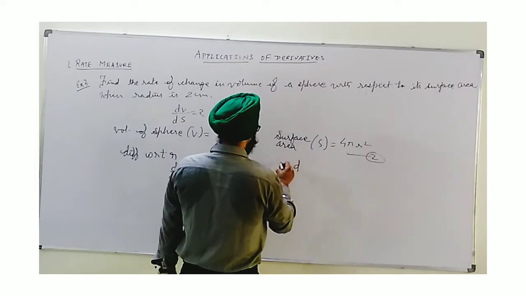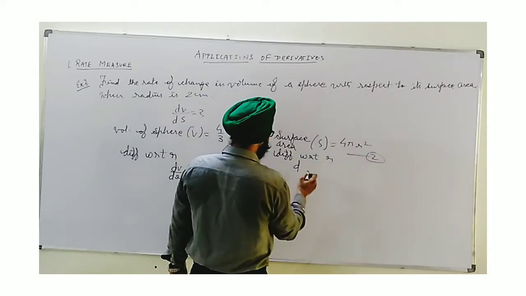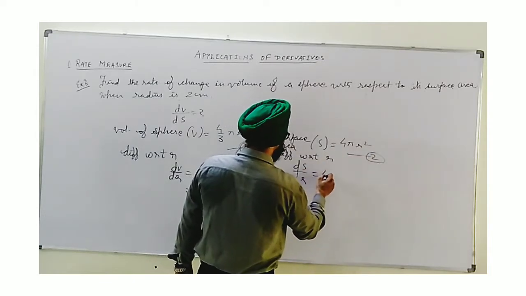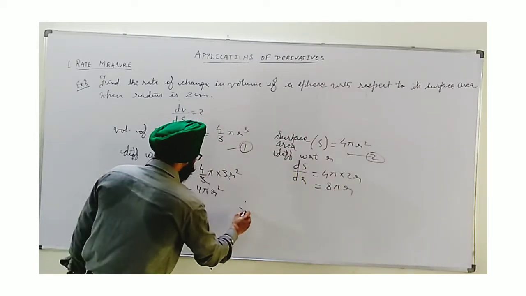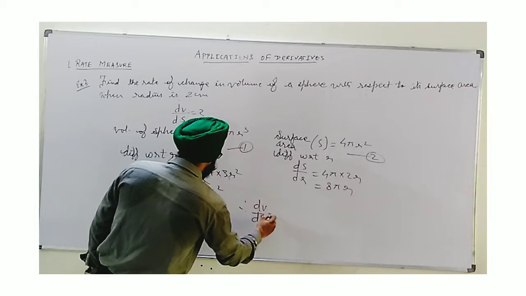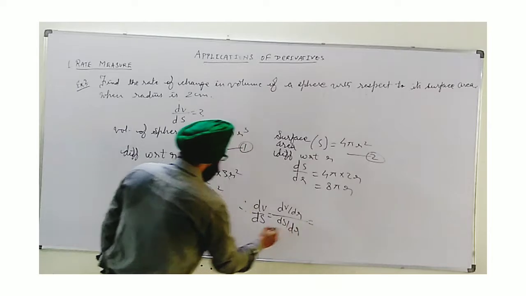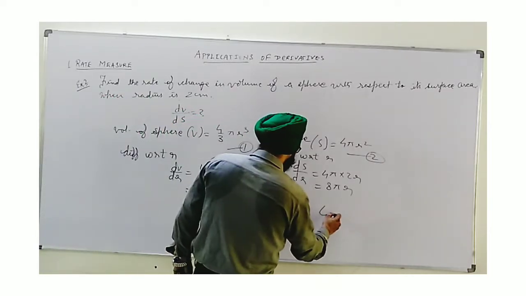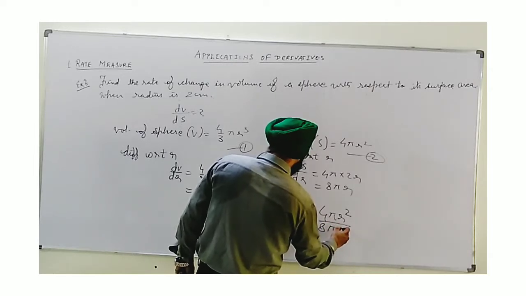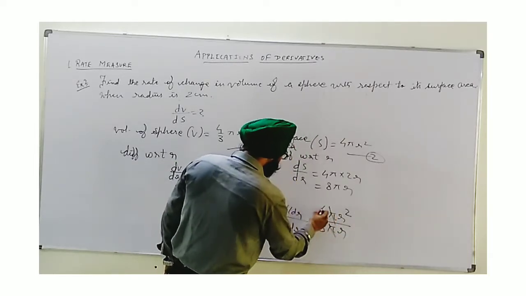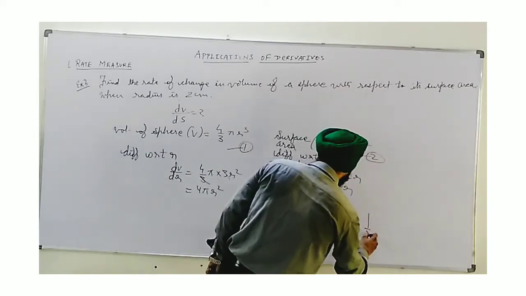Here, differentiating with respect to r only, which is the parameter, ds upon dr we can obtain as 4 pi into 2r, which is 8 pi r. Therefore, dV by ds is equal to dV by dr upon ds upon dr. Put the values, we get 4 pi r square upon 8 pi r. Cancellations: pi to pi, 4 ones and 4 twos, r square and r cancel out. Final stage, this is half of r.